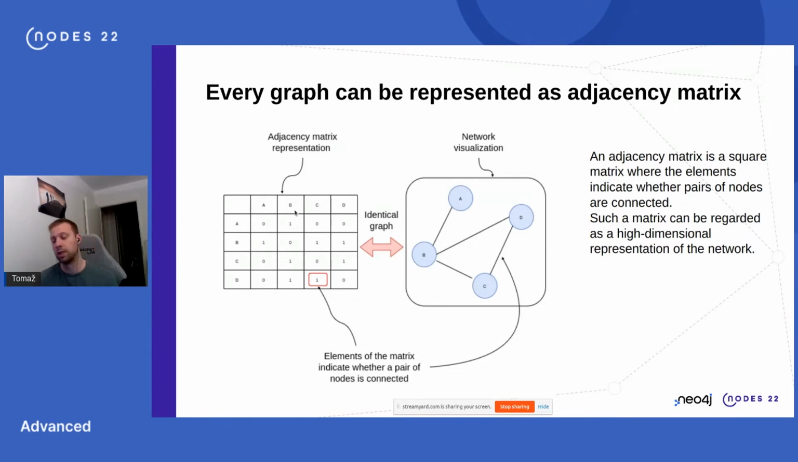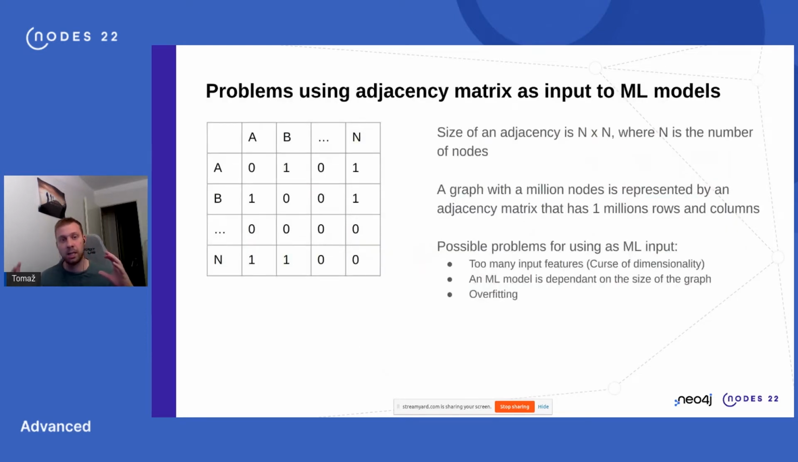Obviously you could complicate your adjacency matrix to support weights and stuff like that, but that's not the topic of this talk. The thing is that an adjacency matrix can be thought of as a high dimensional representation of the network. Why is it high dimensional? Because the adjacency matrix has n rows and n columns, where n is the number of nodes. So if you've got a graph with 1 million nodes, you've got 1 million rows, which is not a big deal, because you need a representation for every node or data point in your network. So having 1 million rows is totally fine.